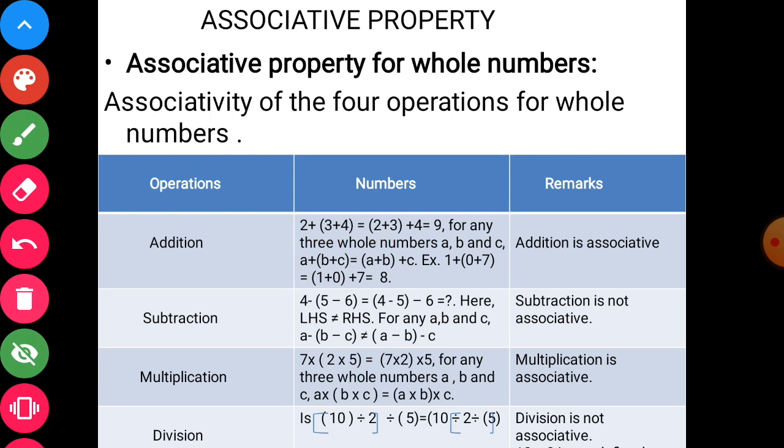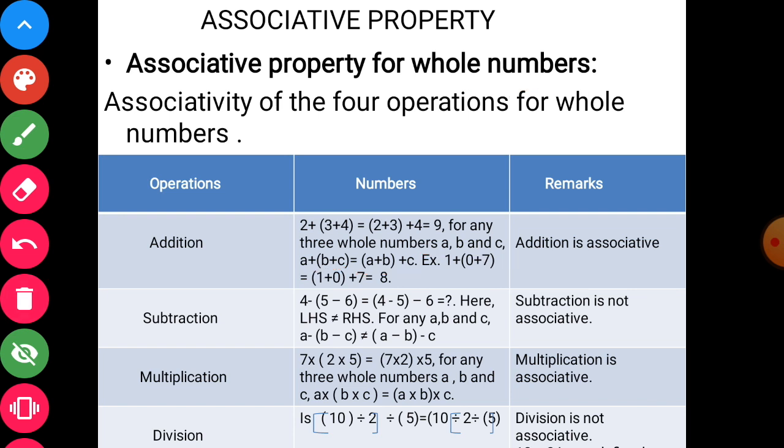So to speak generally, take any 3 whole numbers A, B, C. A plus (B plus C) is equal to (A plus B) plus C. Only we have to put the bracket in different ways. So if we get LHS equal to RHS, the same answer, then we say that addition is associative. For which numbers? For whole numbers. We are checking for whole numbers here.